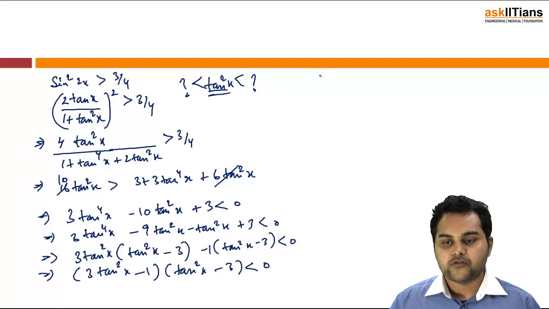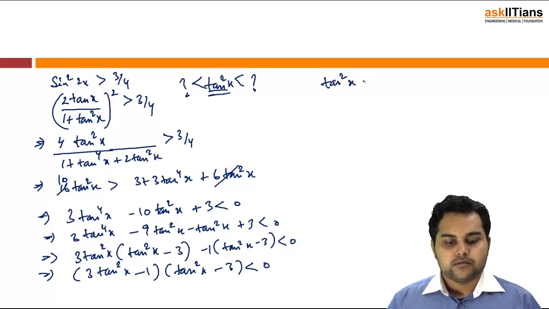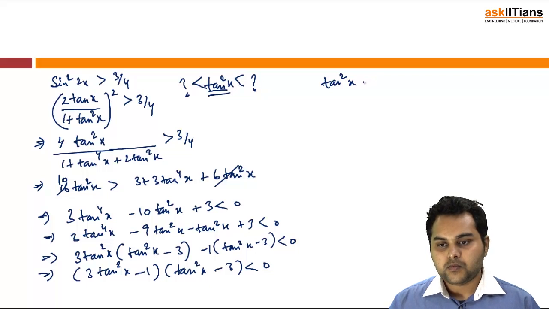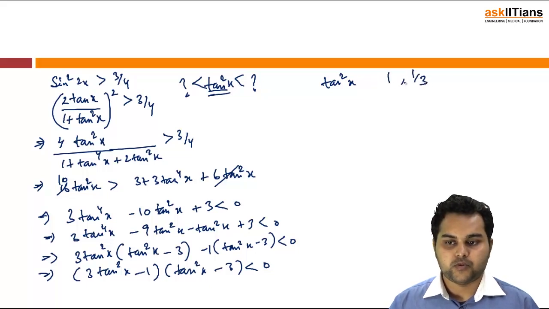So the two values of tan square x that I would get are 3 and 1 by 3.